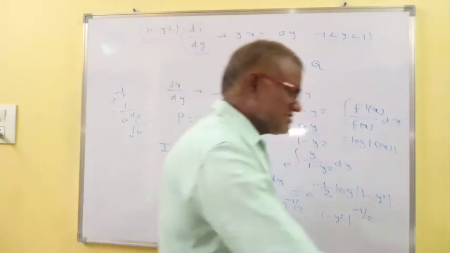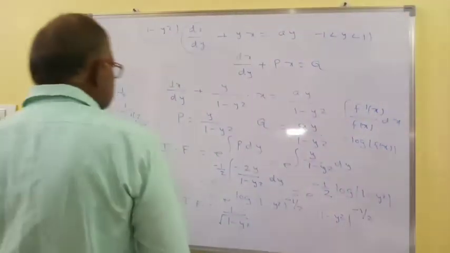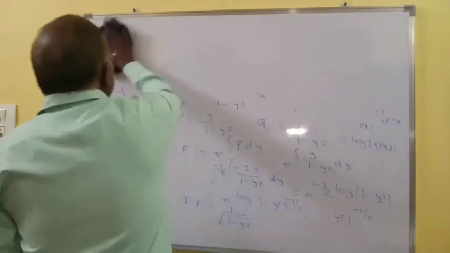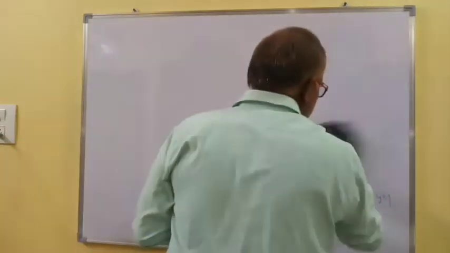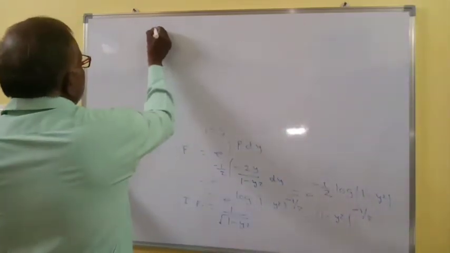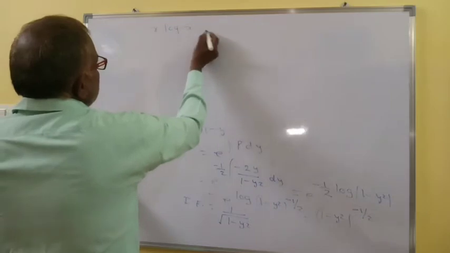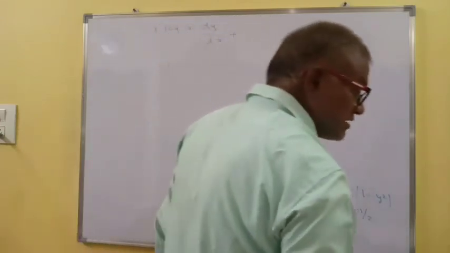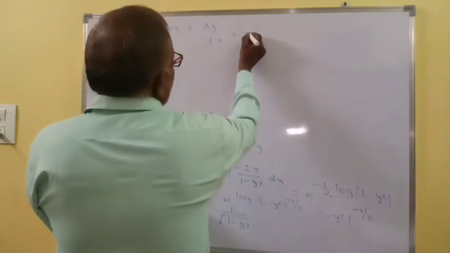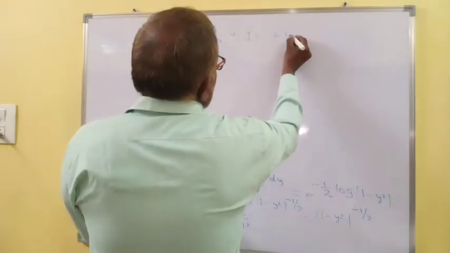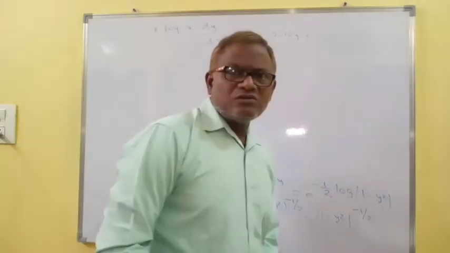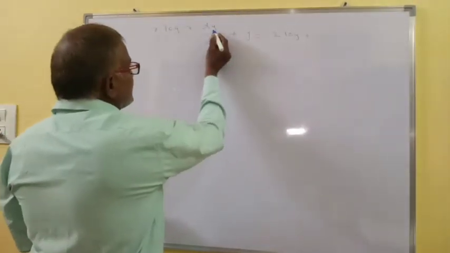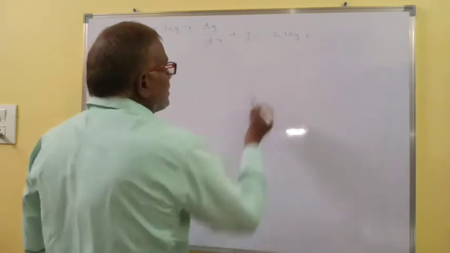Next, second problem. x log x dy/dx + y = 2 log x. You see, x log x dy/dx + y is equal to 2 log x.